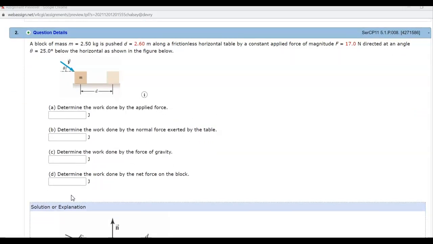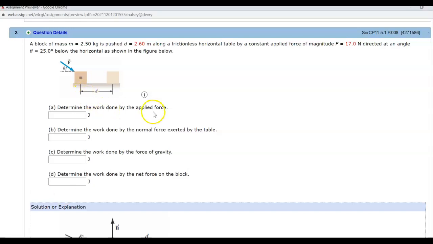Okay, a box of mass 2.5 kilograms is pushed 2.6 meters along a frictionless table. This time it has a force of 17 newtons, directed at an angle of 25 degrees. So we use the same equation, but this time it won't be cosine of 0.